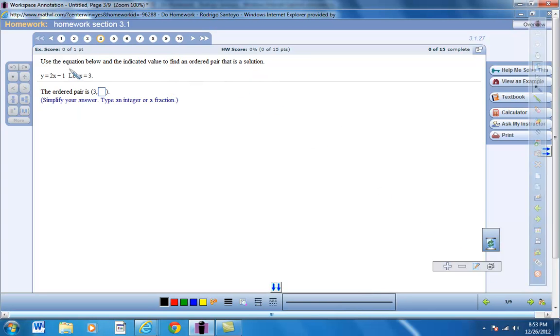Here they say use the equation below and the indicated value to find an ordered pair that is a solution. So we have our equation y equals 2x minus 1, and they're telling us we're going to let x equal 3. The whole idea is to find the ordered pair. So we have 3, and we're looking for what y is. All we're going to do is plug x equals 3 into our equation.